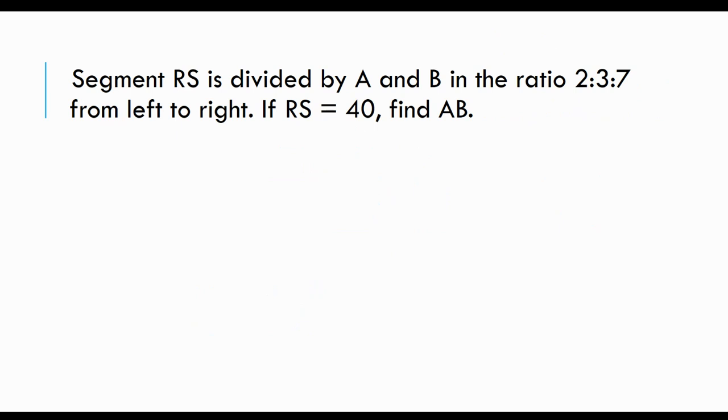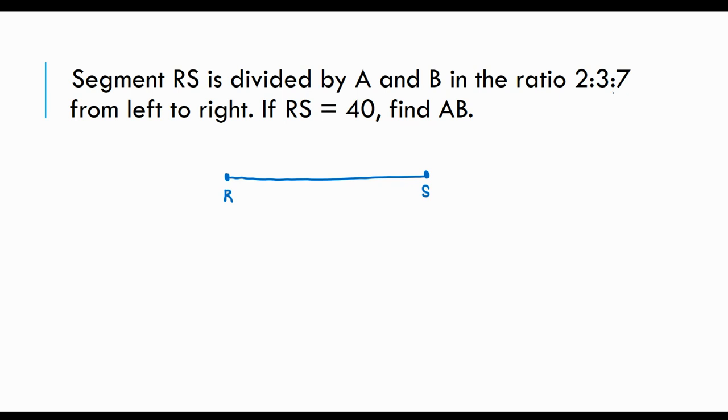My next problem says we have the segment RS. It's divided by both points A and B into the ratio 2 to 3 to 7, going from the left to the right. Once again, I'm going to sketch a picture to help us out. So segment RS. It's got 2 points on that segment, A and B.